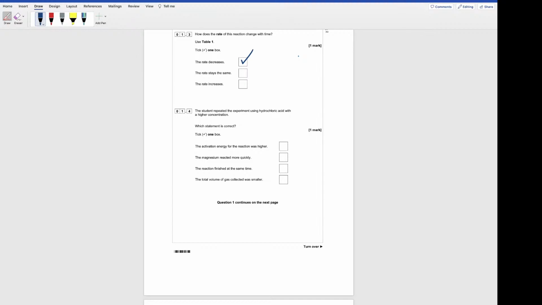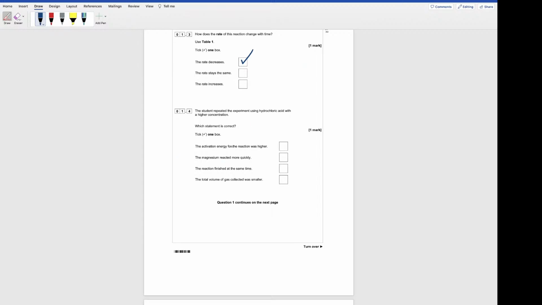The student repeated the experiment using hydrochloric acid with a higher concentration. What statement is correct? So if you increase the concentration, you're increasing the number of acid particles, if you like, that are available for reaction. So if you've got more particles to react with, you're going to get a faster reaction. So let's look for something that talks about the reaction getting faster.